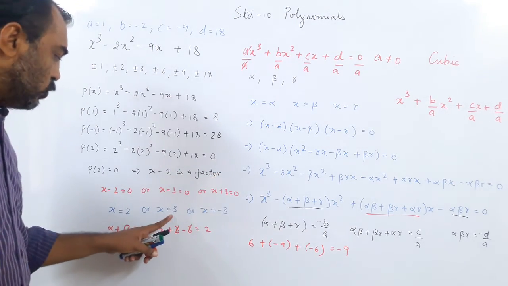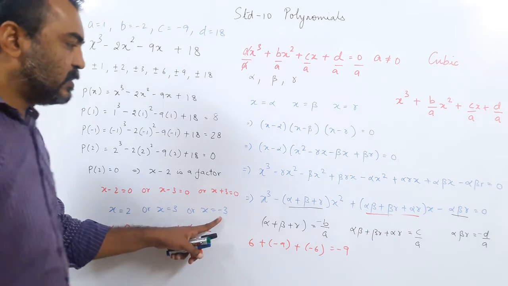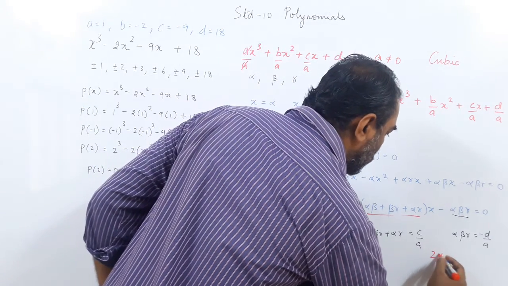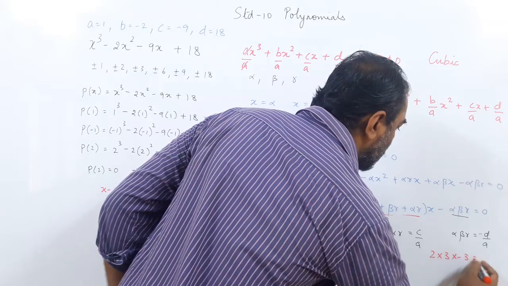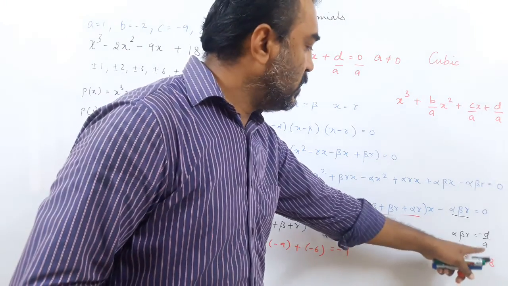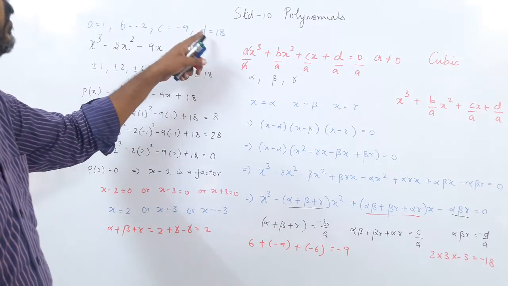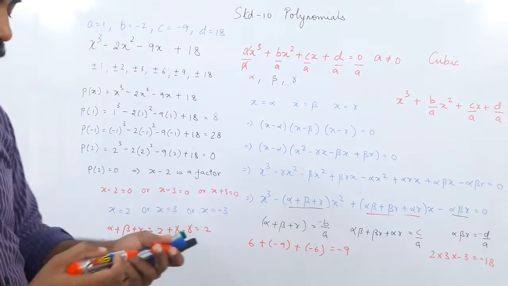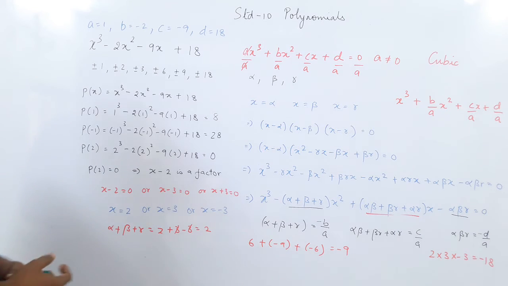Now alpha into beta into gamma. So 2 into 3 is 6, 6 into minus 3 is minus 18. So 2 into 3 into minus 3 is minus 18. But that should be minus d upon a. What is your d? 18. So minus 18 upon 1 is minus 18. So this has also been verified for the cubic polynomial.